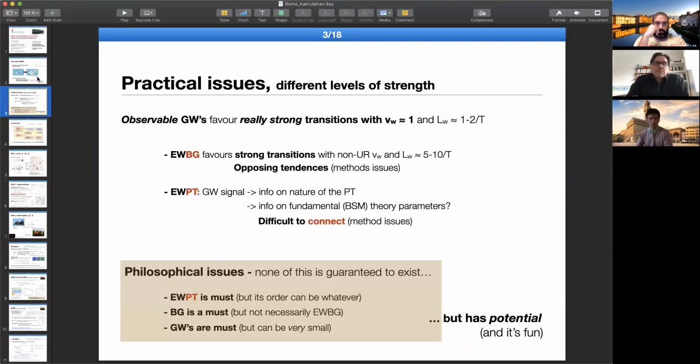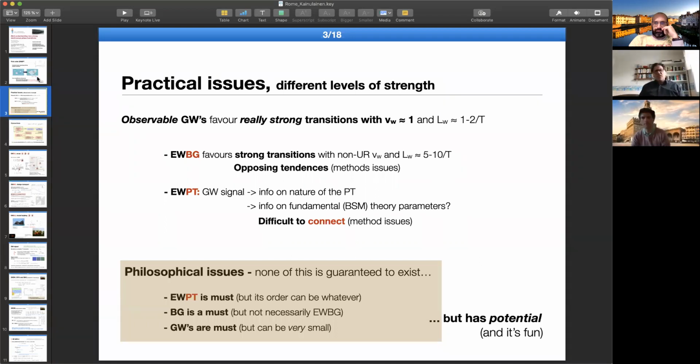Now, if you take the less ambitious goal, you might ask what you can learn about the electroweak phase transition from the gravitational wave signal, what information you get on the fundamental beyond standard model theory parameters. And there the problem is that it actually turns out to be rather difficult in many cases to connect these observations to those BSM parameters. That's what I try to emphasize, that this is the case, at least in the model studied here. I think it's actually more generic.